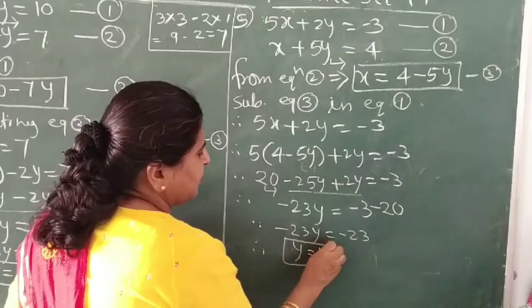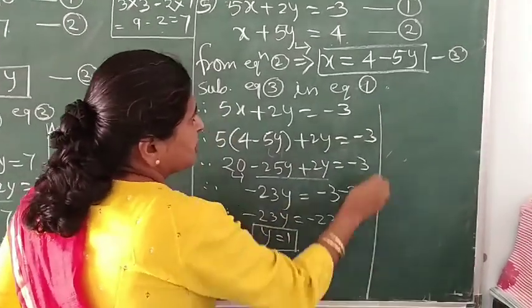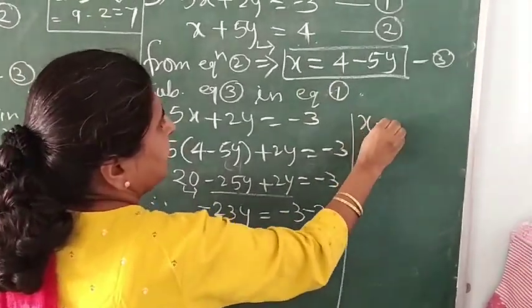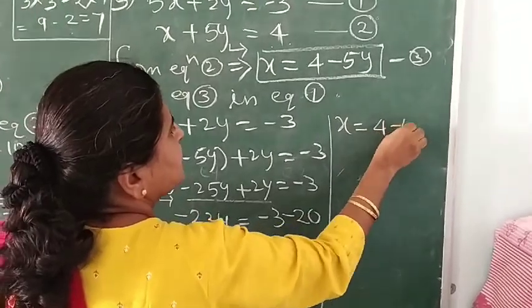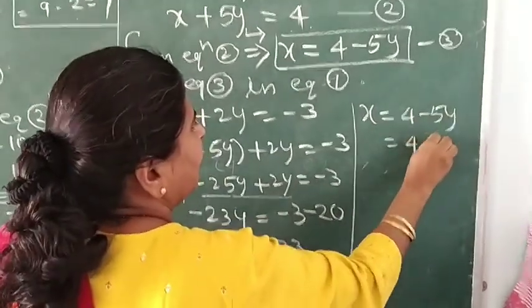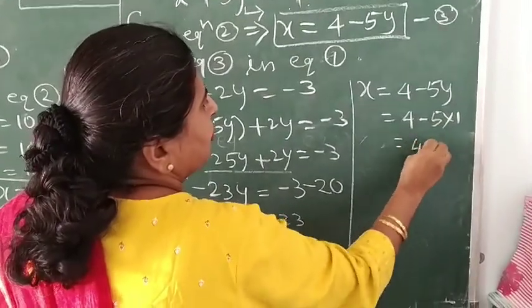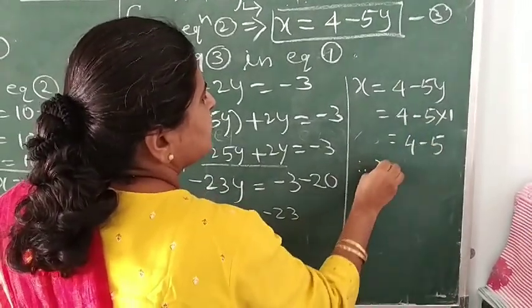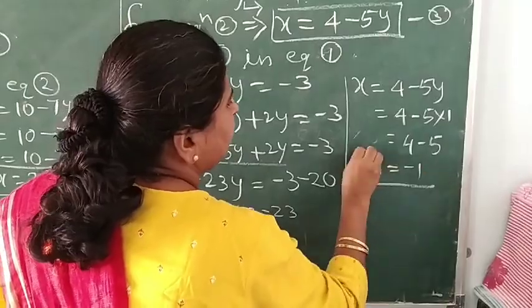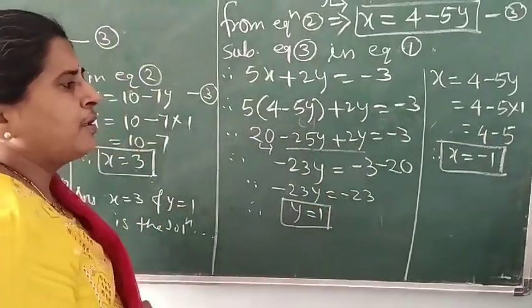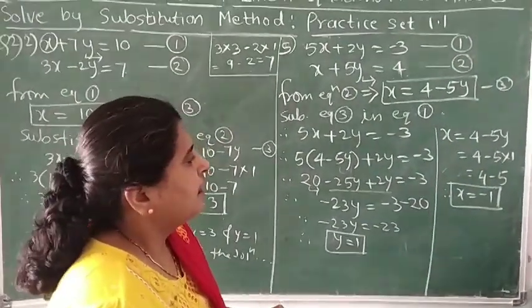Now substituting this value of y in our equation 3, what is that? x is equal to 4 minus 5y. So 4 minus 5 into value of y, which is 1. So 4 minus 5, therefore x is equal to minus 1. So this way we have got values of both variables.